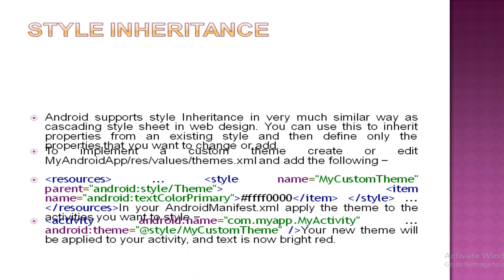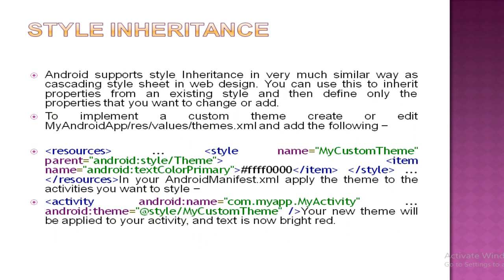Then let's see about style inheritance. So style inheritance, that means what? Android supports style inheritance very much similar to cascading style sheets. We have already seen that, right? That is CSS. You can inherit the properties from an existing style. How? Then here it is.